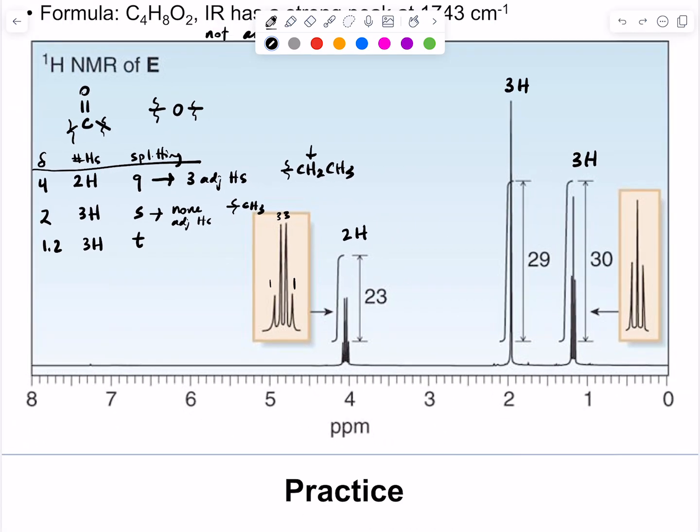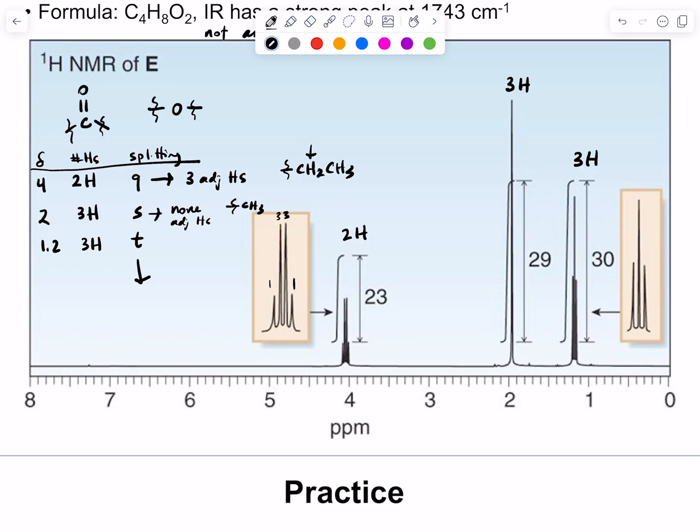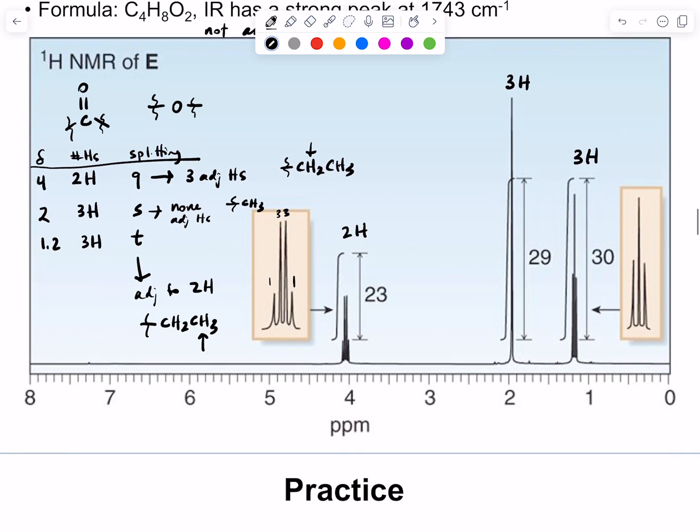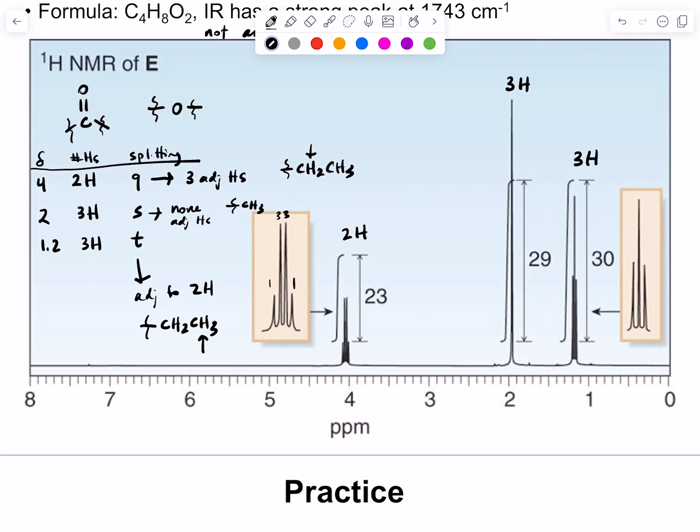How about the triplet? A 3 proton peak adjacent to how many? Okay. This is where we're getting complementary information, because just above we drew a structure that accounted for a 2 proton quartet. The triplet peak accounts for those 3 protons that are coupled to 2. Do you see how that's sort of reciprocal information?